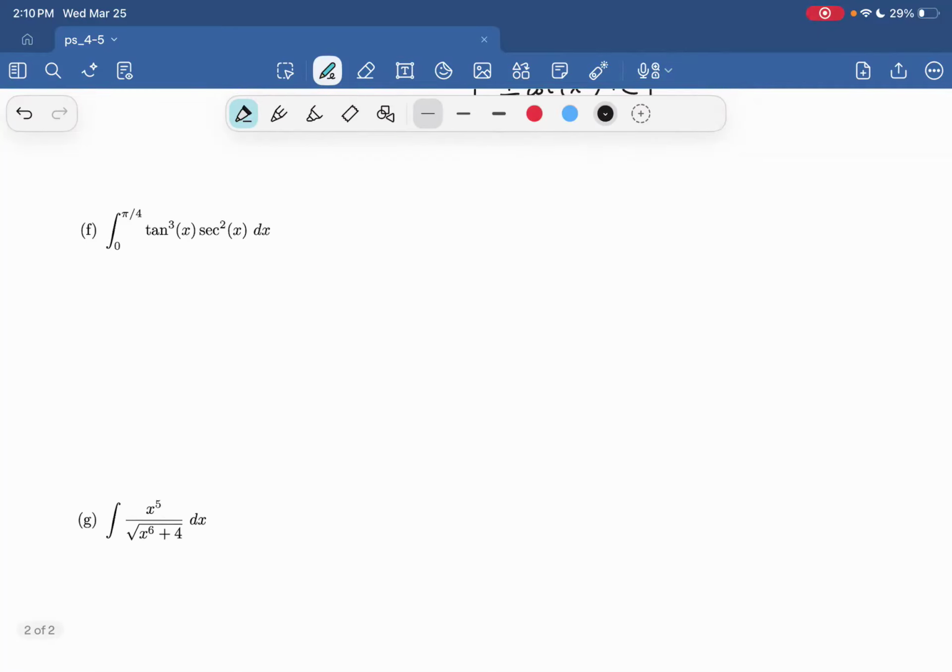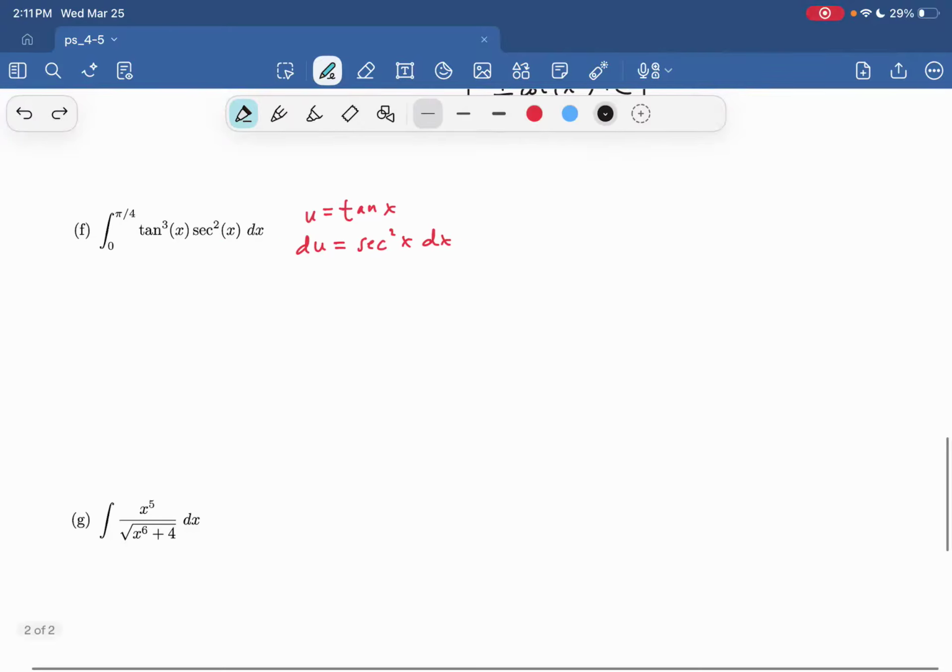Next one. Something more tricky. You should recognize that secant squared is just the derivative of tangent, right? And so that means that we're going to want our u to be tangent, which means that du will be equal to secant squared dx, which is exactly what we have here, right? So that means we can replace all this.